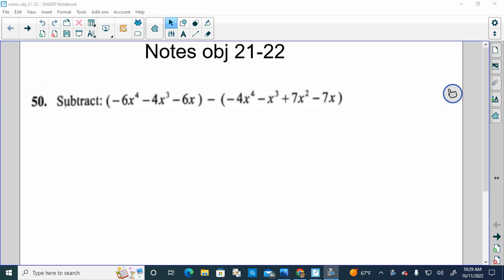Okay, so it says subtract, and we've got in parentheses a negative 6x to the 4th minus 4x to the 3rd minus 6x, and then it ends the parentheses. Then we've got a negative, and then it starts new parentheses with a negative 4x to the 4th minus x to the 3rd plus 7x squared minus 7x.